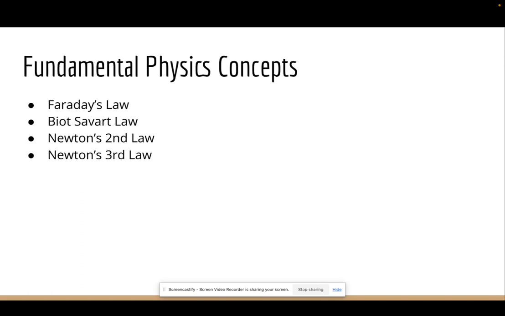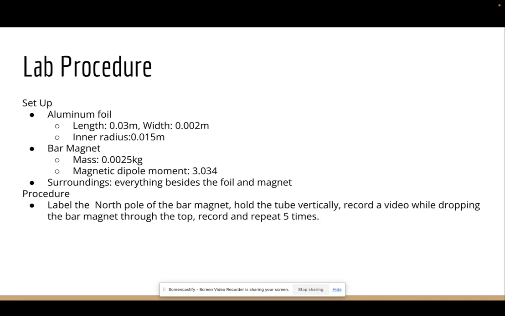Fundamental physics concepts that we used throughout this lab were Faraday's law, Biot-Savart law, Newton's second law, and Newton's third law. Lab procedure. So we have our initial measurements of the aluminum foil that we used, and also the bar magnet, and then our mu. We had to recalculate that. We didn't use the same one from Lab 3. And then the surroundings, everything else besides the foil and the magnet.